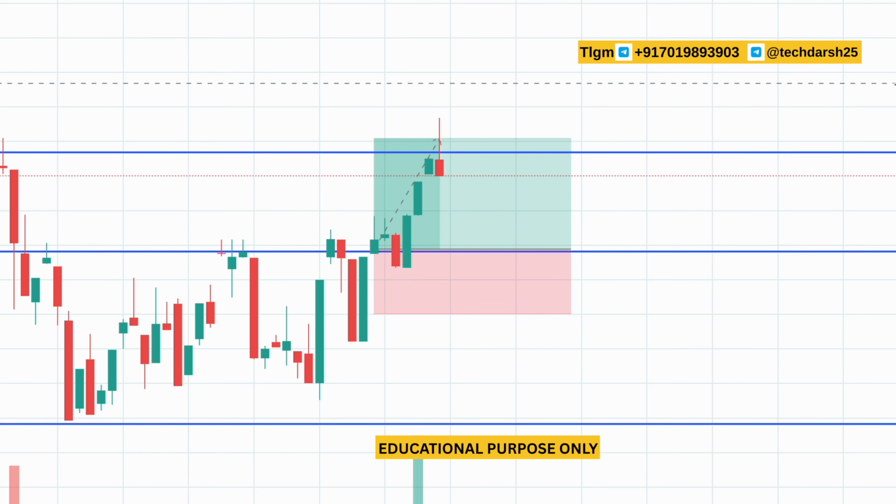Okay, so yes, this is a price action chart analysis and we analyzed without any indicators here. So this is a little example.